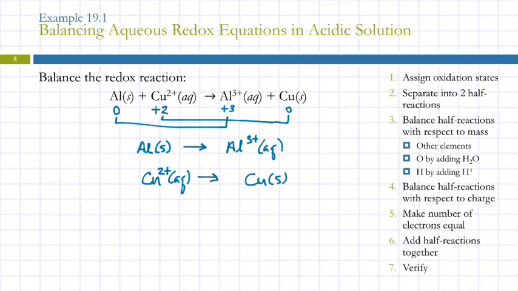So then we balance by mass. 1 aluminum, 1 aluminum. Done. 1 copper, 1 copper. Done. Okay. Then we have to do charges. So here on the left side, there's 0 charge. On the right side, there's a +3 charge. I need to make them the same, and I'm going to do so by adding negative electrons. So if I add 3 electrons to this side, 3 positives and 3 negatives add up to 0, and that's the same as what's on the other side.